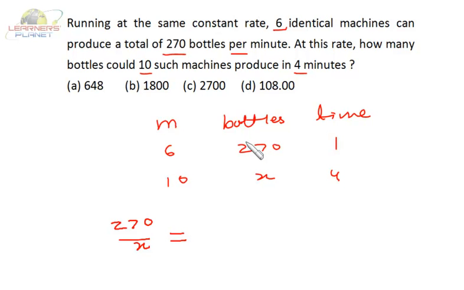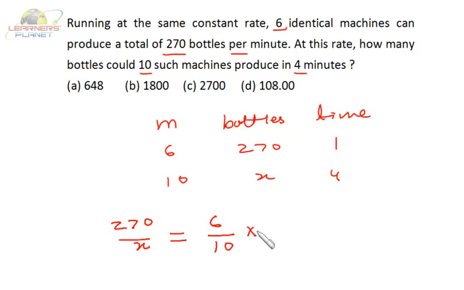Now just we have to apply common sense. If we have to produce more bottles, then more men are required. That means these two are in direct variation. So if I write 270 by x in this direction, then I have to write men also in this direction. So it will be 6 by 10.